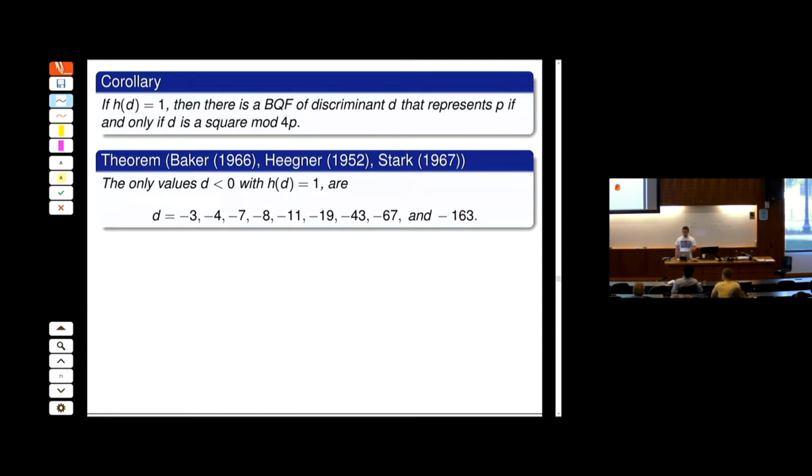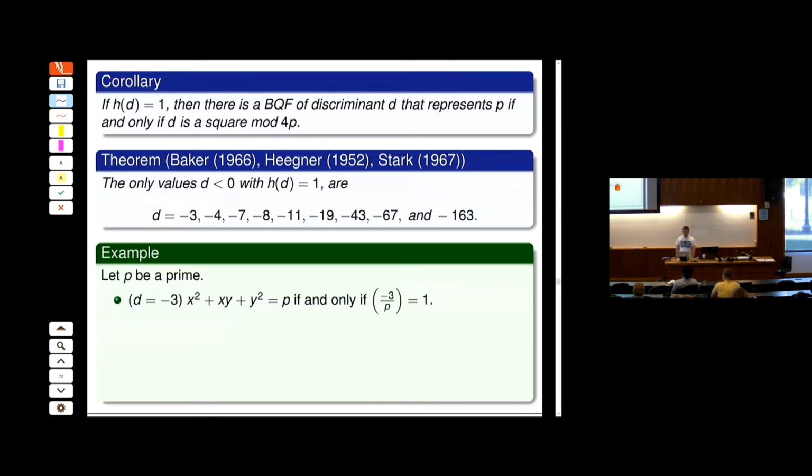there will be a discriminant D quadratic form that represents P if and only if D is a square mod 4P. Okay? So, for instance, if you take the form x squared plus xy plus y squared, that will be equal to a prime P if and only if minus 3 is a square modulo P. When you take D equals minus 8, the primitive form is x squared plus 2y squared. So those represent P if and only if minus 2 is a square mod P.